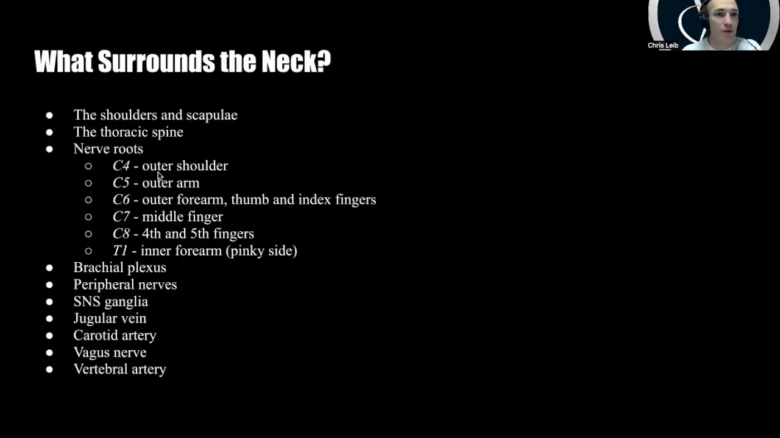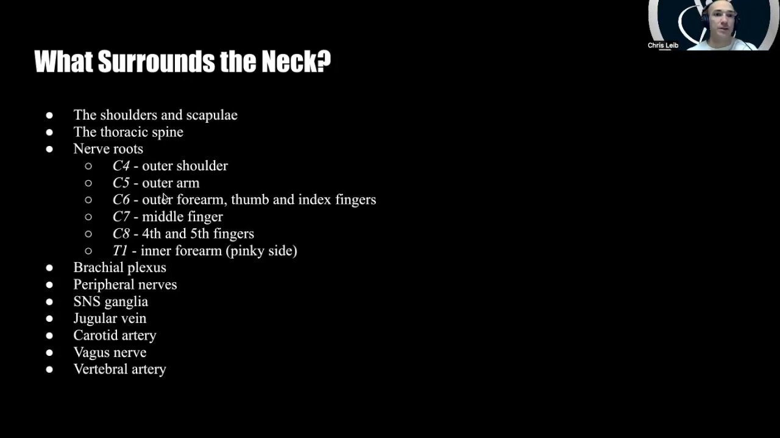So for specifically looking at the presentations of the radicular pain that I was talking about before, if it's cervical level 4, we're going to look at the area of the outer shoulder, which would be sort of like your upper trap region. Cervical level 5 is going to be more your outer arm or the deltoid region.